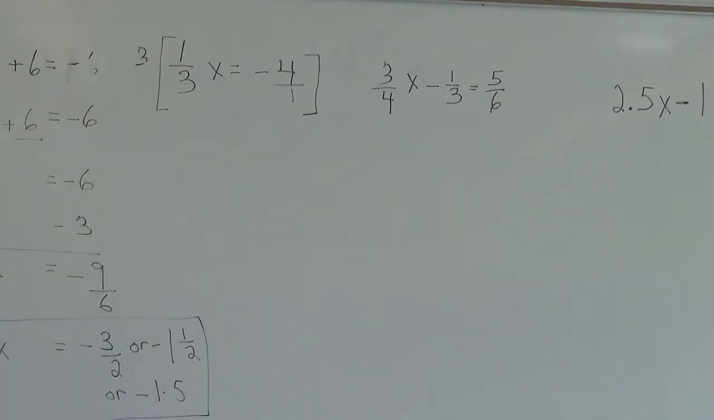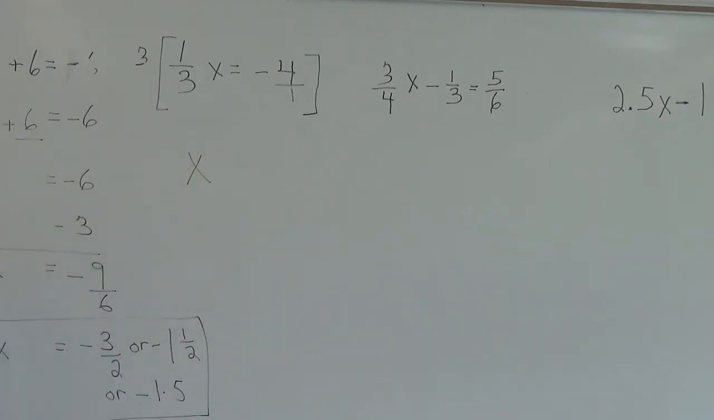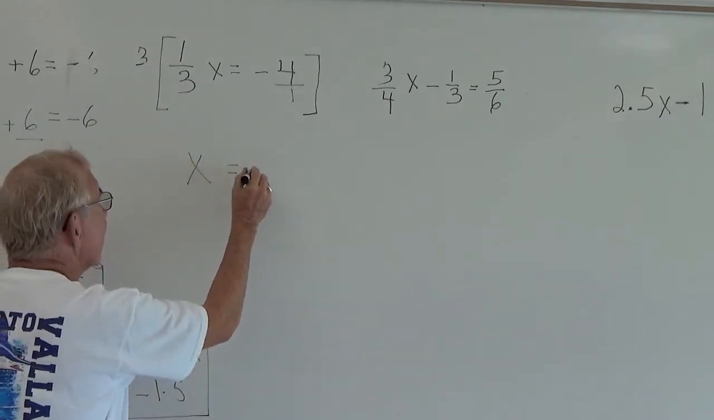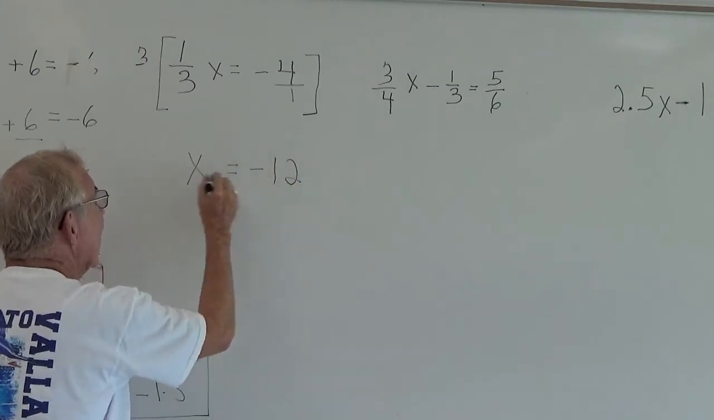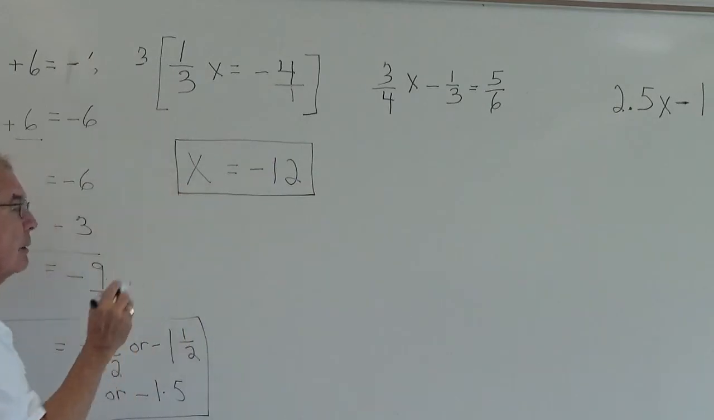Now, what's 3 times a third? Well, another way of saying 3 times a third is saying 3 divided by 3. Well, 3 divided by 3 is 1. So you get 1x. And then what's 3 times negative 4? Well, positive times a negative is a negative. And 3 times 4 is 12. And there you go. One step. We're done. One step.